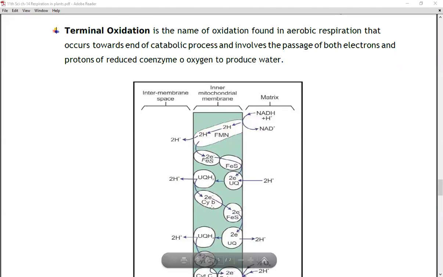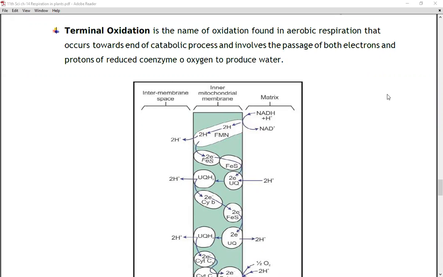Now, you have seen that when we saw the citric acid cycle, whatever NADH2 were reduced, those NADH2 are going to enter inside the mitochondria. Now that was occurring inside the cytoplasm, but when it is entering inside the mitochondria, you know that mitochondria is a double membrane organelle.